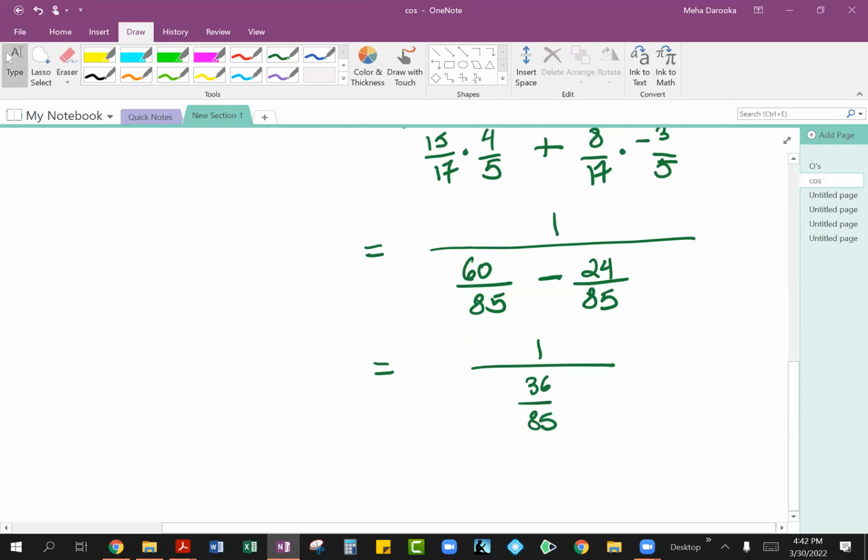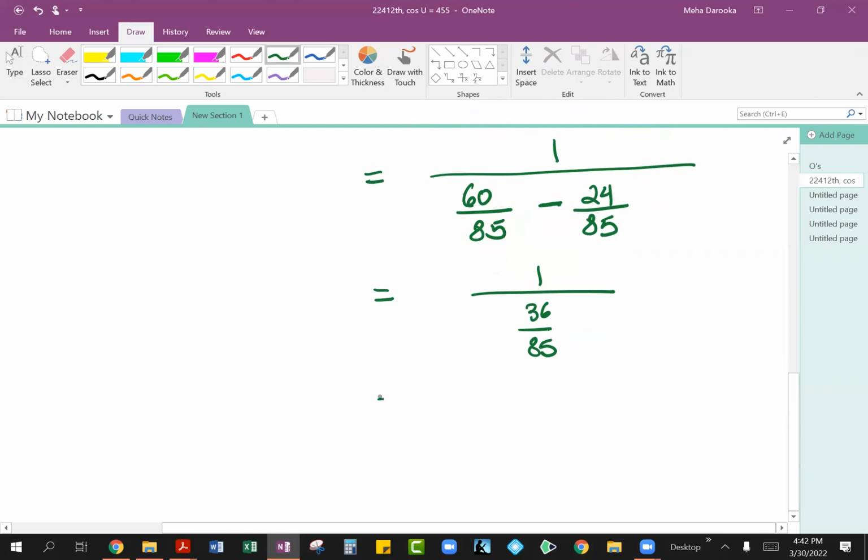over 85. And then remember again, your basic algebra, you keep the 1 as it is, change that division to multiplication, and you invert the denominator fraction. And we end up with 85 over 36. Are we able to reduce that anymore? Doesn't look like it.